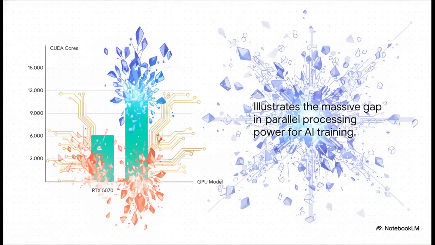Just look at that gap in raw processing power. It is massive. With nearly 75% more CUDA cores, the RTX 5080 is just in a different league. When you're training an AI model, you're doing millions of things at once, and this spec right here can literally be the difference between waiting a few minutes for a result versus waiting hours.